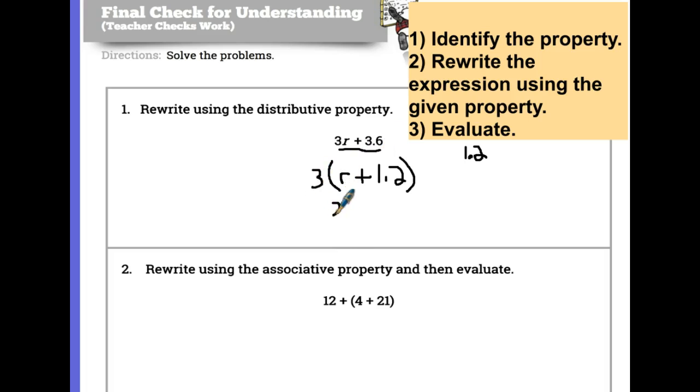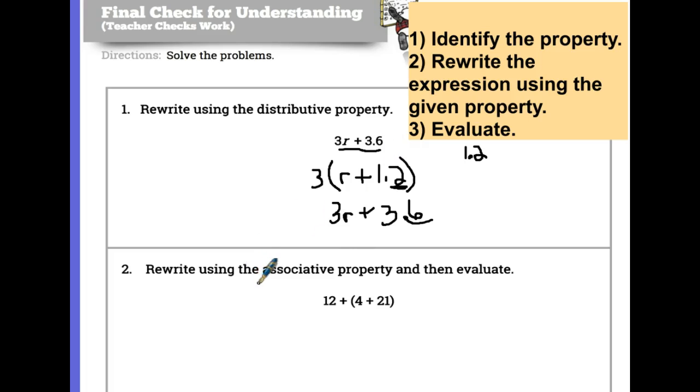3 times r is 3r plus 3 times 1 is 3. 3 times 2 is 6. I have one number after the decimal point, and I get my 3.6 back, or 3 6/10.